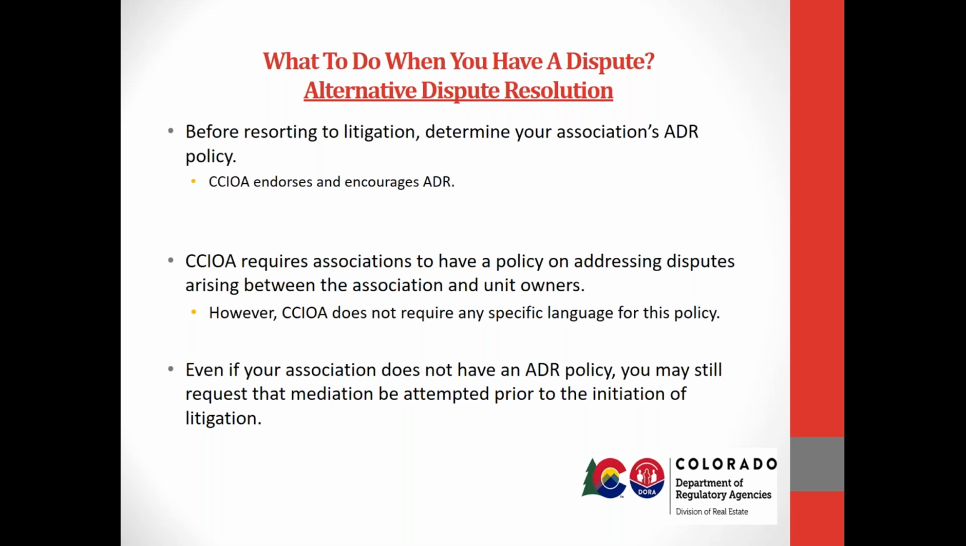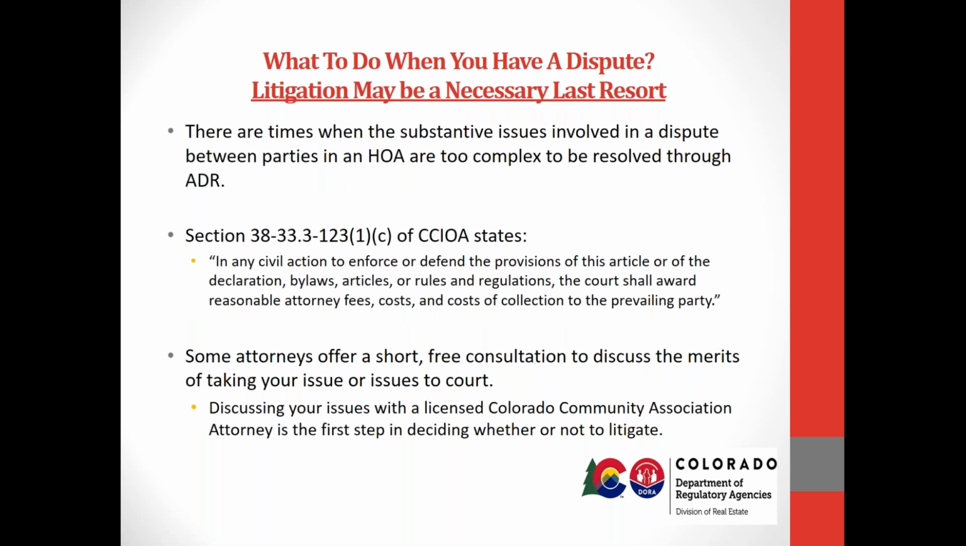Additionally, one of the responsible governance policies required by CCIOA is a procedure for addressing disputes arising between the association and unit owners. But even if your governing documents do not provide for mediation or arbitration, you can always request that mediation be attempted prior to going to court. Lengthy and costly litigation can have a devastating effect on the budget and morale in an HOA.